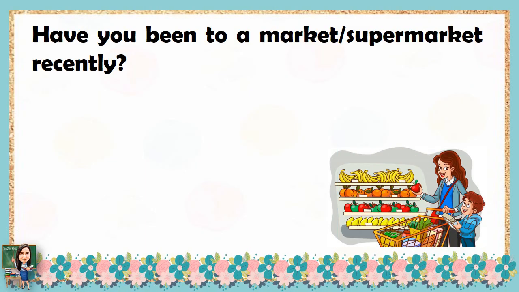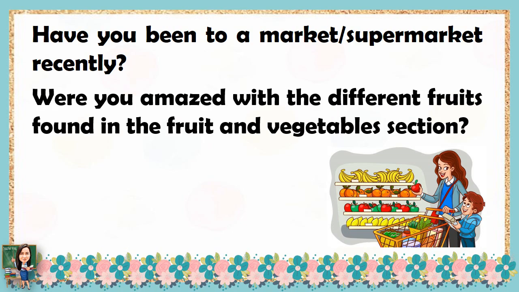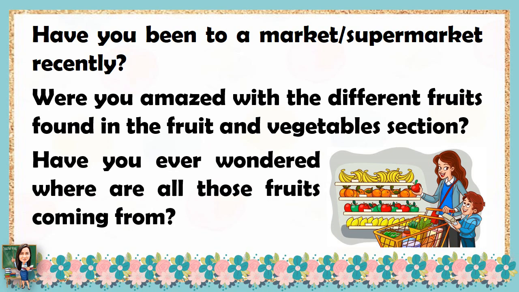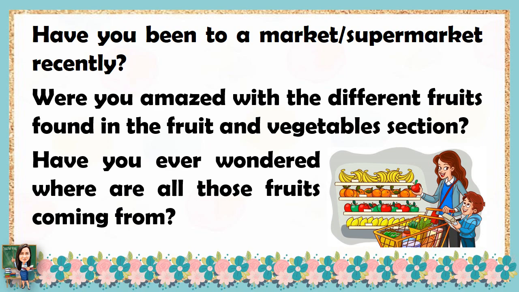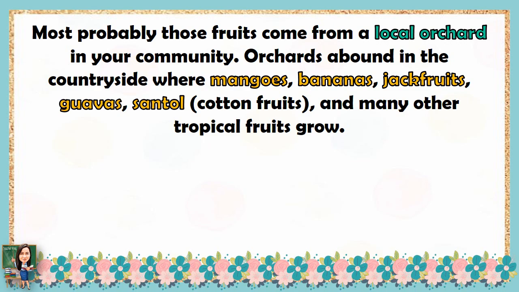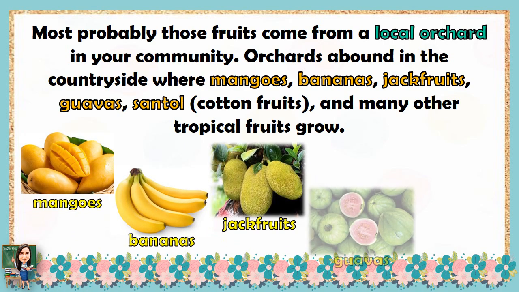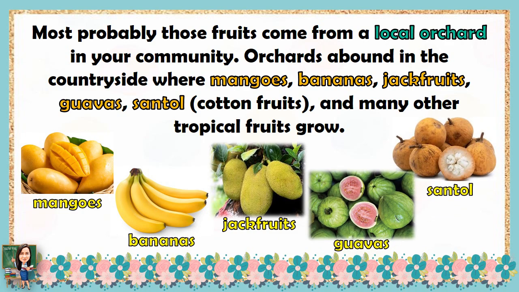Have you been to a market or supermarket recently? Were you amazed with the different fruits found in the fruit and vegetable section? Have you ever wondered where all those fruits are coming from? Most probably, those fruits come from a local orchard in your community. Orchards abound in the countryside where mangoes, bananas, jackfruits, guavas, santol or cotton fruits, and many other tropical fruits grow.